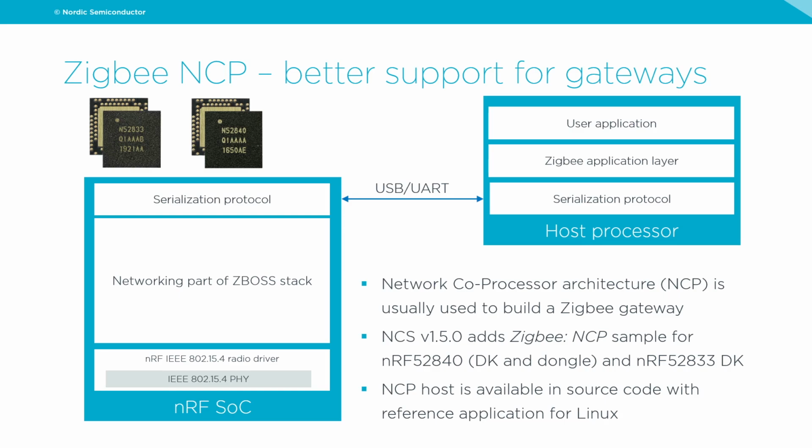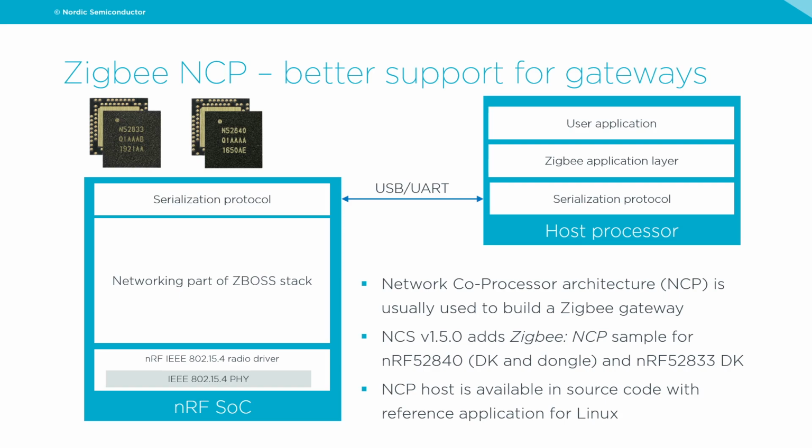In NCS 1.5, we added more complete support for Zigbee network coprocessor architecture for development. Split stack architectures are most commonly used to design Zigbee gateways, but sometimes also for complex end devices. In these designs, a more powerful host processor, which is typically a Cortex-A class processor, interacts with a Zigbee network through the connectivity SoC, for example, Nordic's SoC with 802.15.4 radio like nRF52833.